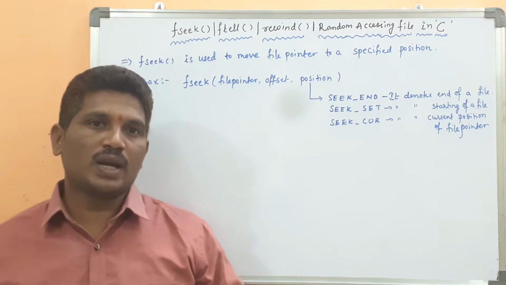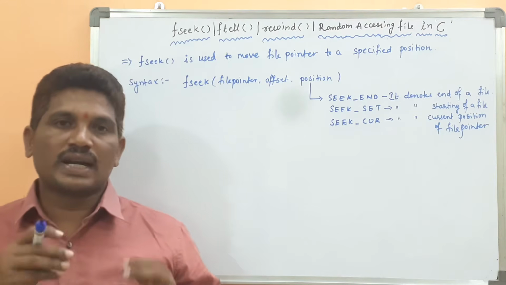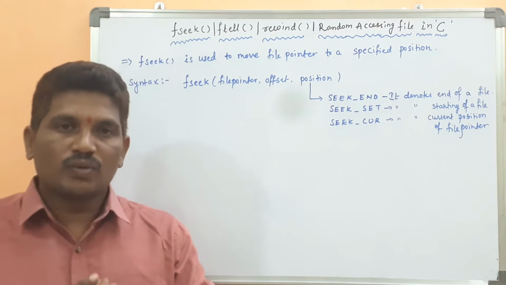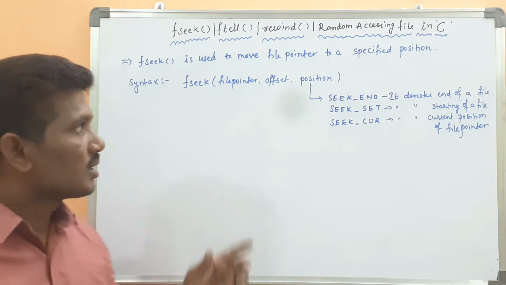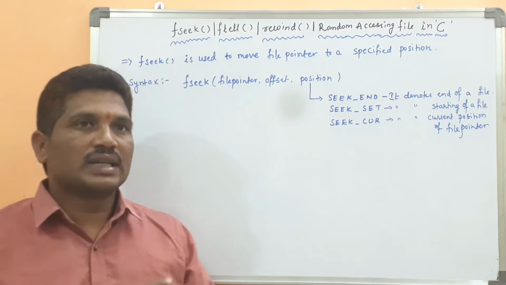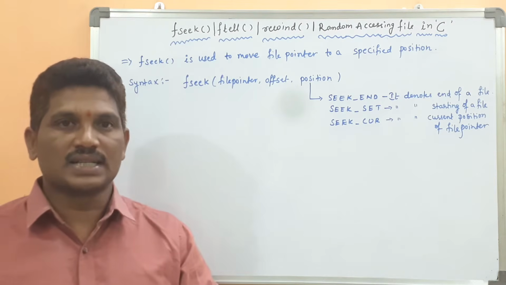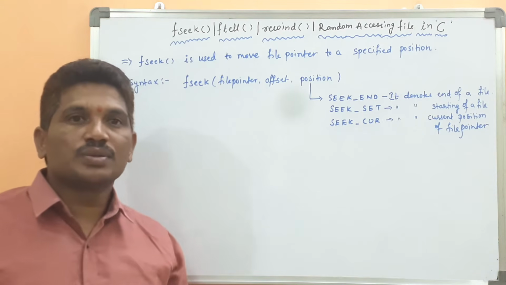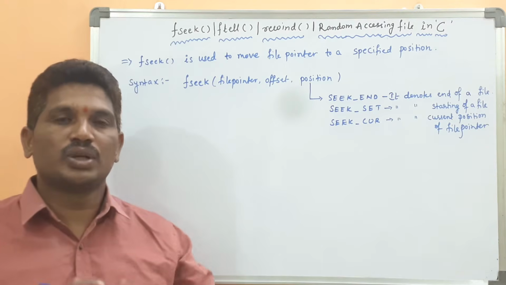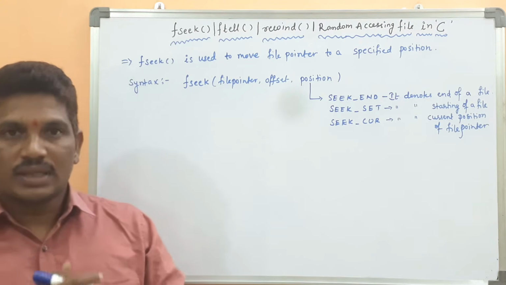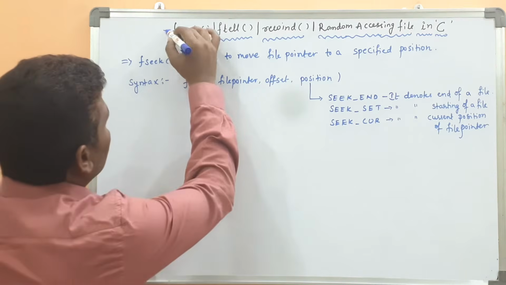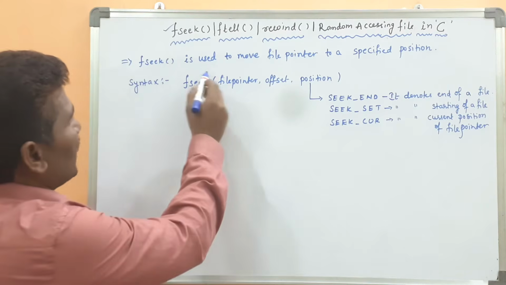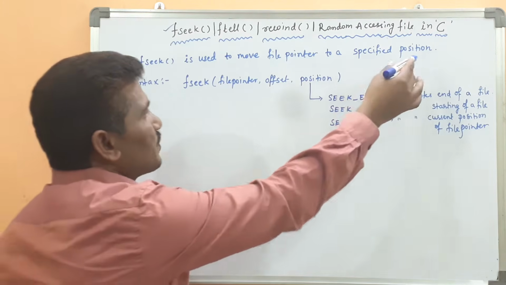I want to put a file pointer at a particular position. I want to access the data from one point to another point. If you want to do that kind of thing, it is possible with the help of the random access file functions. What are the file functions? Mainly the fseek function, which is used to move a file pointer to a particular position. It is possible with the help of the fseek function in C programming. Here fseek is used to move a file pointer to a specified position.